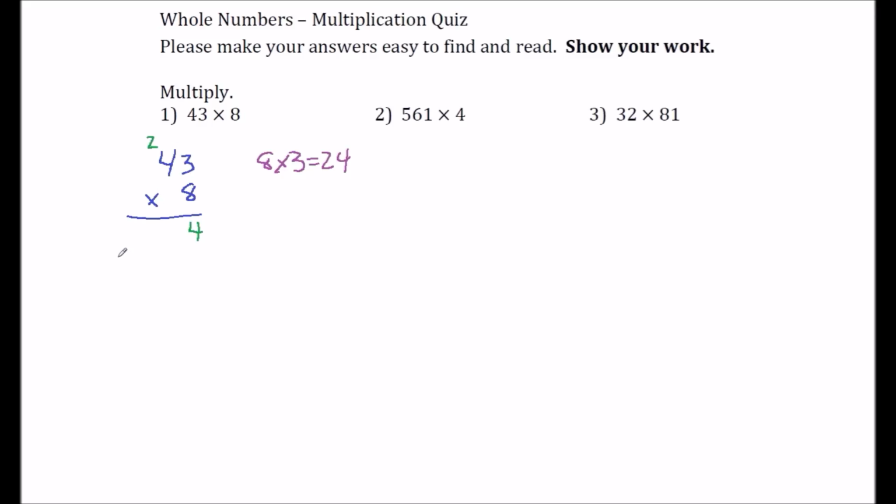And next we're going to do 8 times 4, the 4 in the tens place, which gives us 32. But now we're going to add 2 to that. So 32 plus 2 is going to give us 34. And so there's our final answer, 344. I'll just rewrite it here, make it look a little bit nicer. 344, final answer.